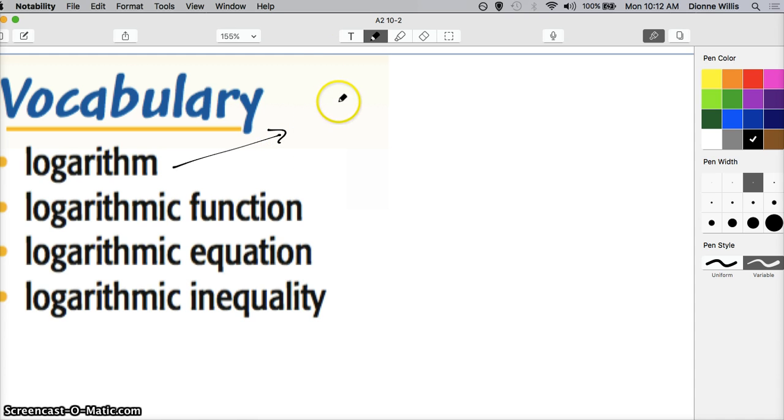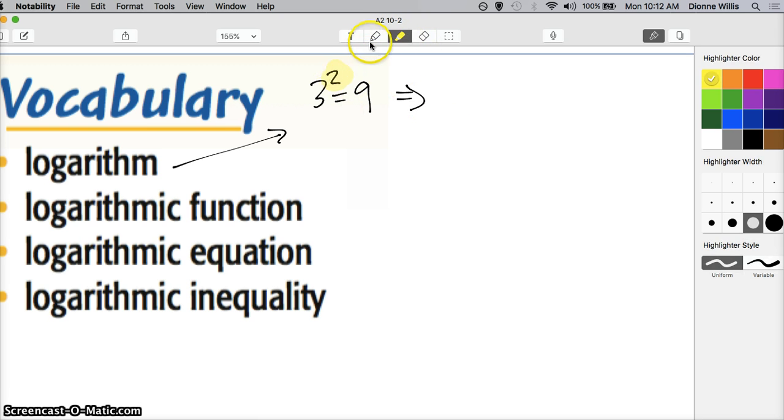So a logarithm really relates to a relationship with an exponential function. Simply put, a logarithm is an exponent. But let's see how we can write that down. So you know that 3 to the second power is equal to 9. Here we would say this is an exponential relationship. I can rewrite this exponential relationship as a logarithm where now the exponent is the answer.